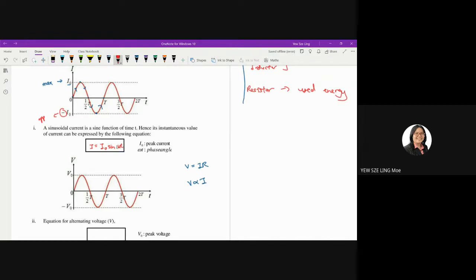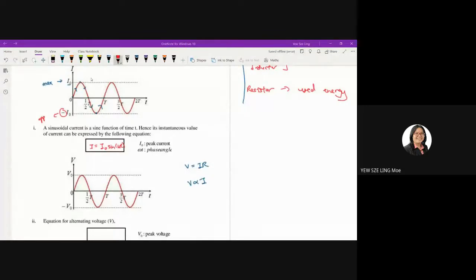Okay, omega t. So that is the equation for I based on this graph. Now, can you have a cosine function? Yes, of course you may. It's based on the shape of the graph. So if you are given a graph like this, then this will be a cosine graph. So it depends on the graph given.